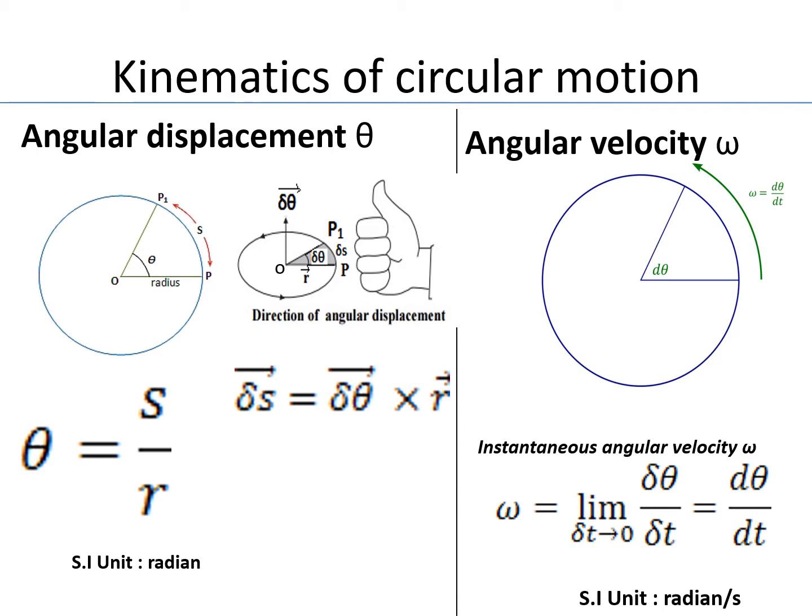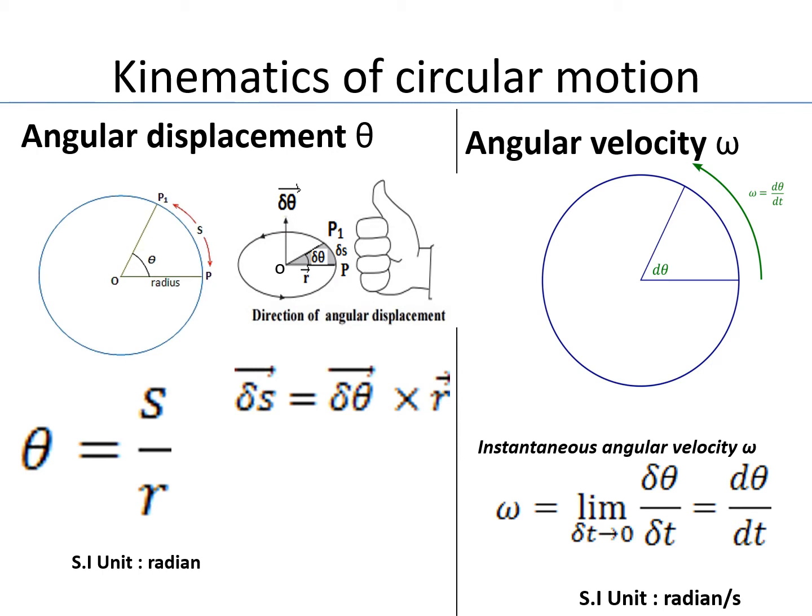The next physical quantity in circular motion is angular velocity denoted by omega. Angular velocity omega is defined as the time rate of change of limiting angular displacement. In more simple language, it can be defined as a ratio of angular displacement to time.